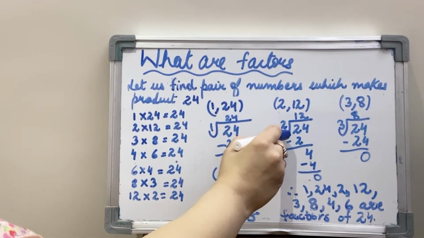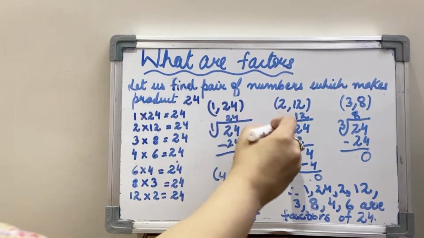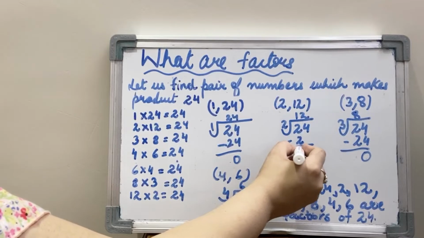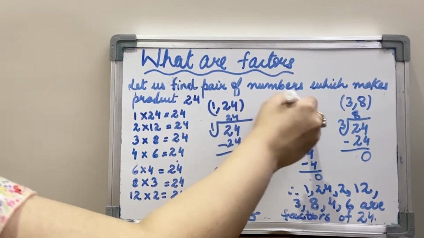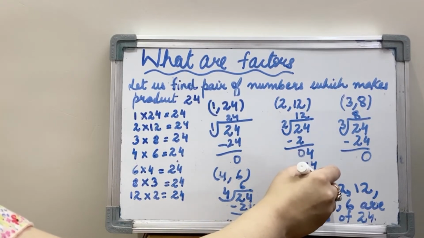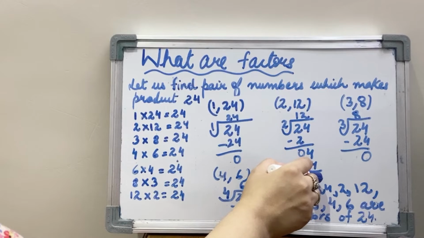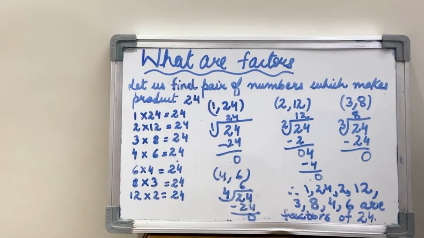So 2 is outside and I am keeping 24 inside. So 2 ones are 2, leaving remainder 0. So now 4 will come down. So 2 twos are 4, and the remainder is 0. So these two numbers exactly divide 24, leaving remainder 0. So these are the factors.